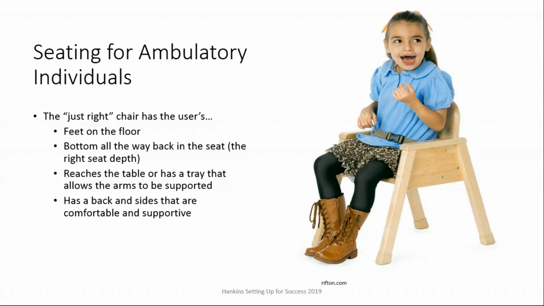It reaches the table, or it has a tray that allows the arms to be supported, and it's at the right height. And it has backs and sides that are comfortable and supported. And even if you don't need sides to support you physically, to kind of hem you in, sides for sensory needs on a chair are really, really needed. It's a big difference when we give someone who can hold themselves upright and sit really well all of that supported seating. It makes them feel comfortable and secure.